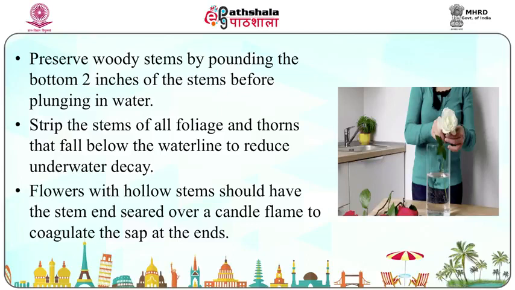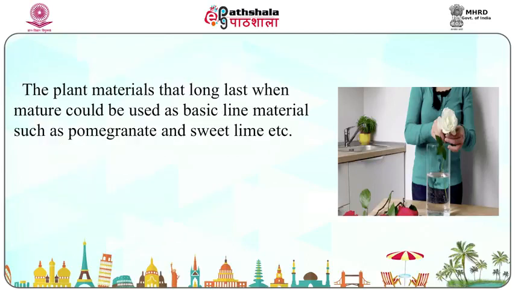Flower with hollow stems should have the stem end seared over a candle flame to coagulate the sap at the ends. The plant material that lasts long when mature could be used as basic line material such as pomegranate and sweet lime etc. Now let us have a look at aftercare of flower arrangement.